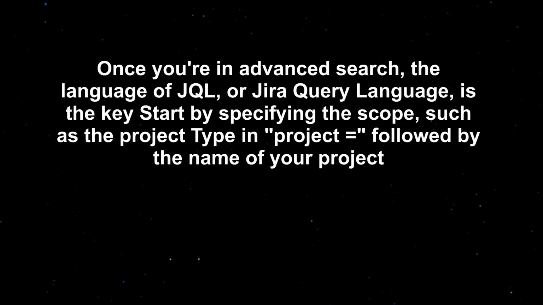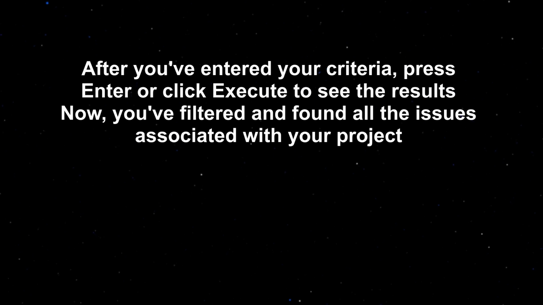Once you're in Advanced Search, the language of JQL, or Jira Query Language, is the key. Start by specifying the scope, such as the project type. Type project equals followed by the name of your project. After you've entered your criteria, press Enter or click Execute to see the results. Now, you've filtered and found all the issues associated with your project.